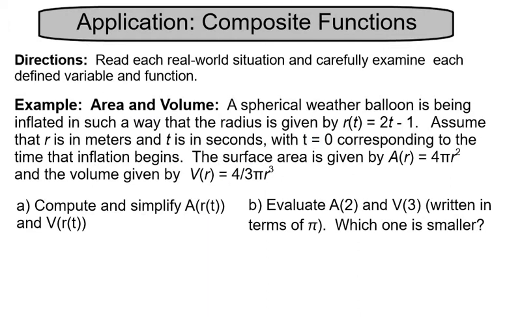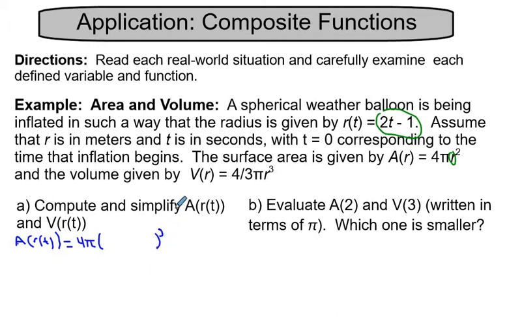So that just means it wants you to take this radius function and substitute it into the r for the area function. So let's take a look at what the math would look like for that. A of r of t. You would just use the same formula that you see there for area. You have a 4 and a pi, and then instead of the r, you would use a parentheses because we are substituting. That's all composite means.